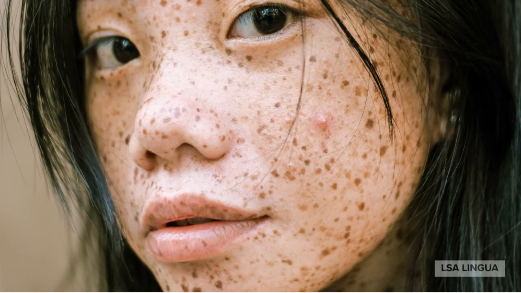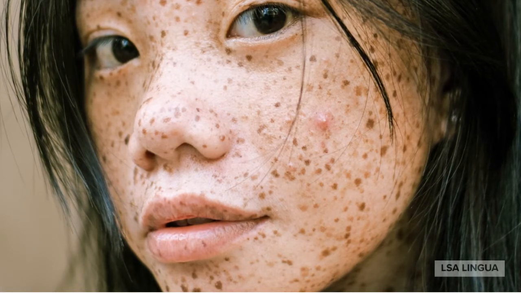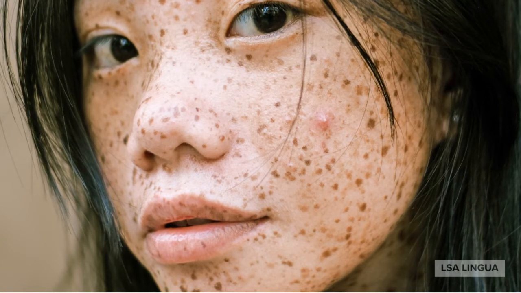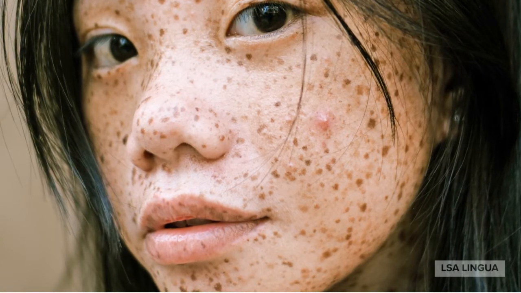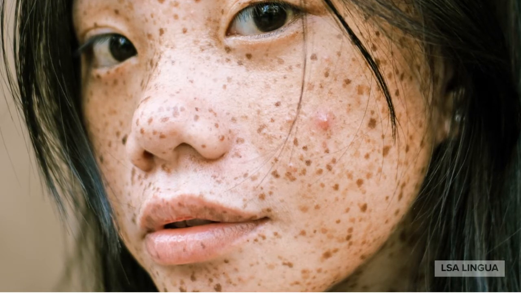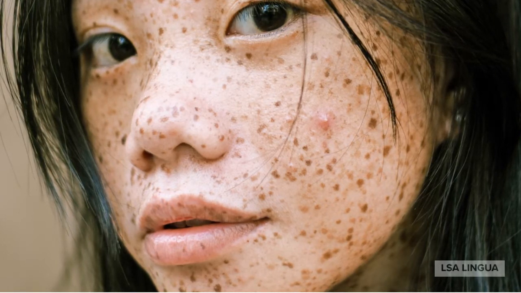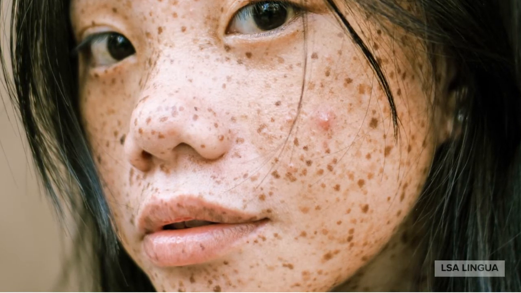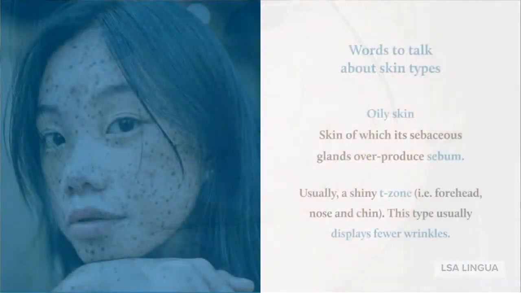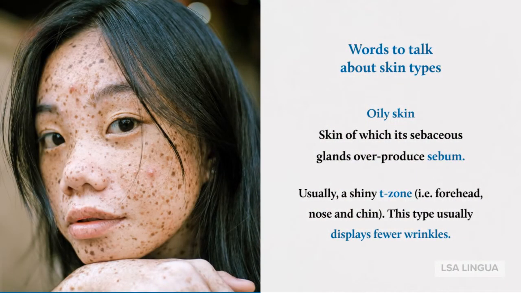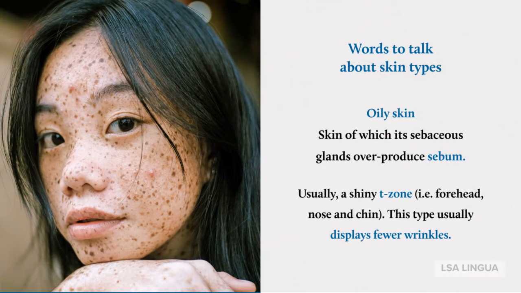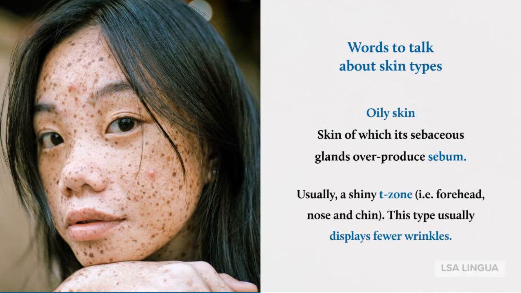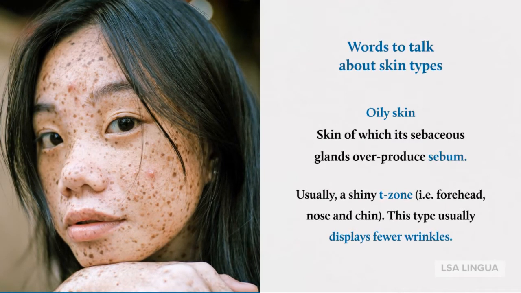Let's start with oily skin. Oily skin is skin of which sebaceous glands overproduce sebum. And it can easily be recognized through the shiny T-zone, which consists of the forehead, nose, and chin. This type usually displays fewer wrinkles, which is definitely an advantage. Oily skin, sebaceous glands, sebum, T-zone, fewer wrinkles.